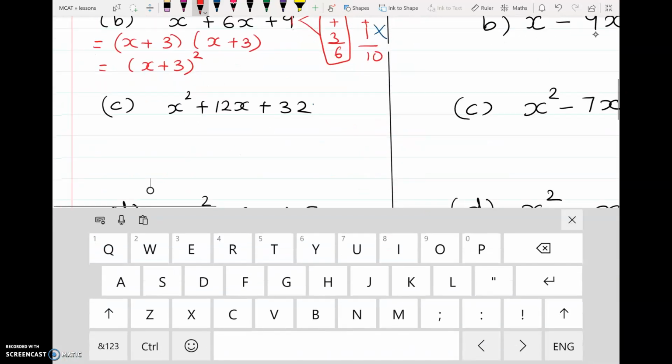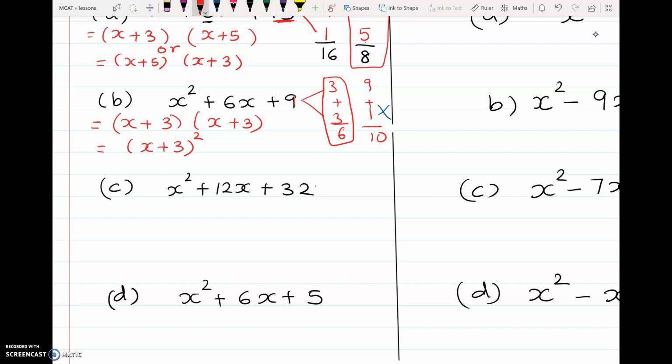Now the next example that we have is x squared plus 12x plus 32. The two multiples can be 8 and 4, then 32 and 1, then 16 and 2. Let's just add them. If I add them, I can clearly see the first one works, so I'm not going to check the others. So our factors are 8 and 4, and your answer will be x plus 8 and x plus 4.